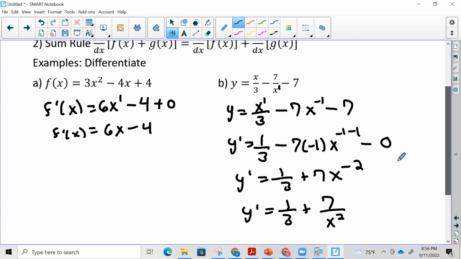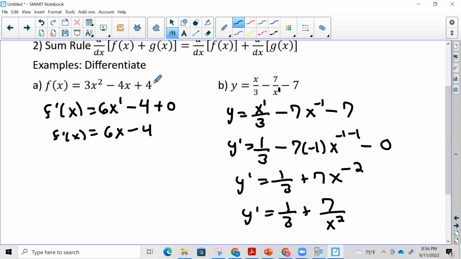So that's how we use the sum or difference rule. We just take the derivative of every single term and then leave the same sign in between, unless it changes due to multiplying by the exponent.